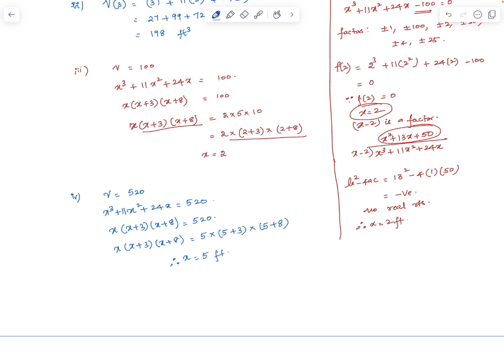This question can be solved this way, or apply the factor theorem, get the factors for the entire expression x cube plus 11x square plus 24x minus 520. We'll get one factor. Using that factor, it could be divided and then get another polynomial, and that polynomial has to be solved further. To solve it further, again we have to apply b square minus 4ac and see the nature of the roots. And here also we will get complex numbers as solutions. Since the other two numbers are complex numbers, we ignore those solutions and we take only x as 5, since x represents the height.